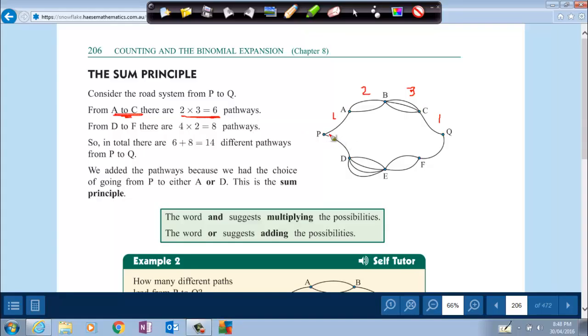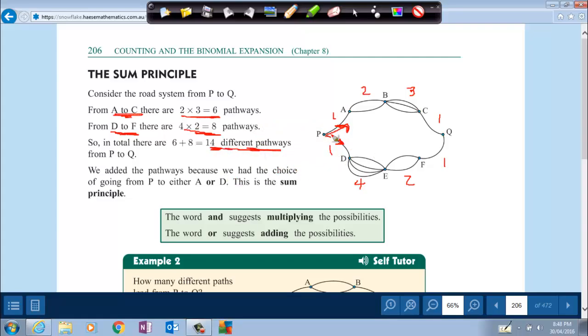Or we could go down and go 1 and then 4 times 2 times 1. In other words, 8 ways going along the bottom path from D to F, or P to Q going down the bottom path. We have 8 pathways. Now, because they're not consecutive, we can either go that way or that way. Then we add all those possibilities together. So 8 plus 6, there are 14 different pathways you can go.